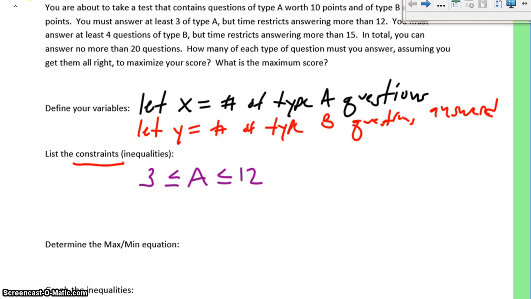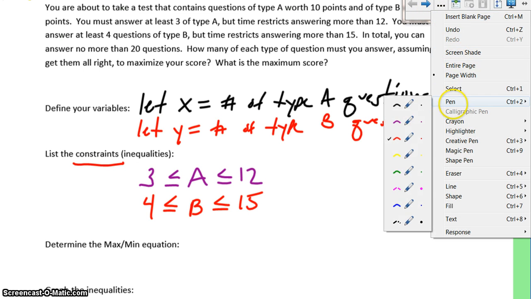You must answer at least 4 questions of type B, so B has to be greater than or equal to 4. But time says you can't answer any more than 15, so it has to be less than or equal to 15. Now, you think it might be done, but there are still some more constraints out there, and you might be able to see it.